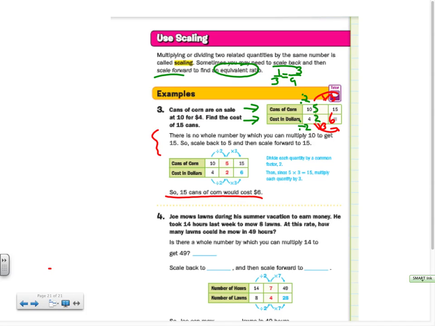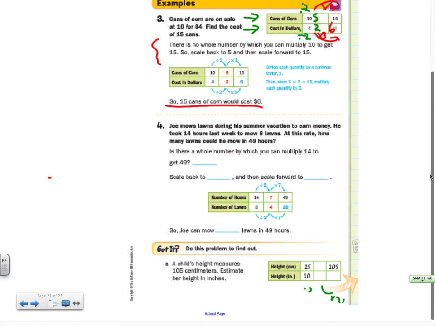All right, so let's look at number 4 together. Joe mows lawns during his summer vacation to earn money. He took 14 hours last week to mow 8 lawns. At this rate, how many lawns could he mow in 49 hours? So if we look at our chart, we have number of hours to number of lawns, and the information they gave us is 14 to 8 for our ratio.